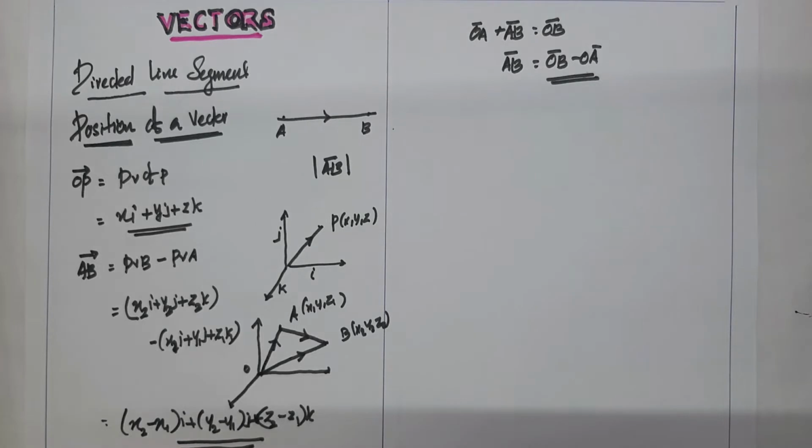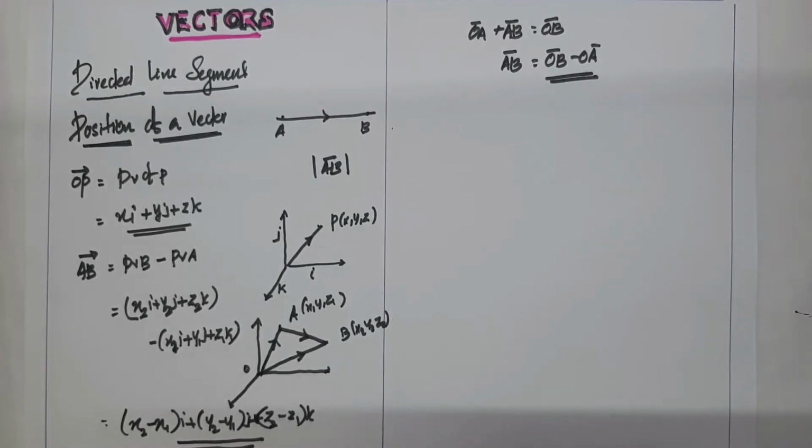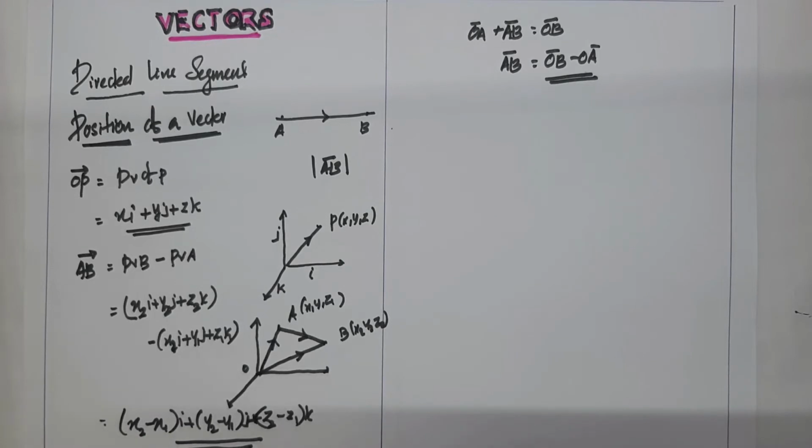Therefore, if P(x, y, z) is any point in space, then the position vector of P is defined as xi plus yj plus zk. And if two points in space are given, with A having coordinates x1, y1, z1 and B having coordinates x2, y2, z2, then vector AB is defined as the position vector of B minus the position vector of A.